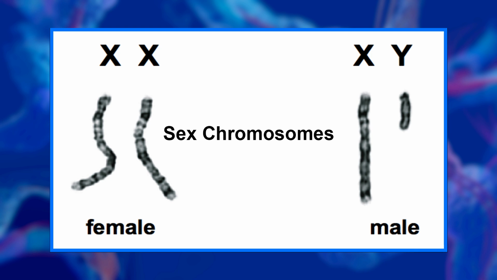Being a carrier means that you do not have the condition but carry a changed copy of the gene. In some cases, females show mild signs of the condition. Males have an X and a Y chromosome, that's XY, and therefore if one of the genes on the male's X chromosome has a change or mutation, he does not have another copy of that gene to compensate for that changed copy.